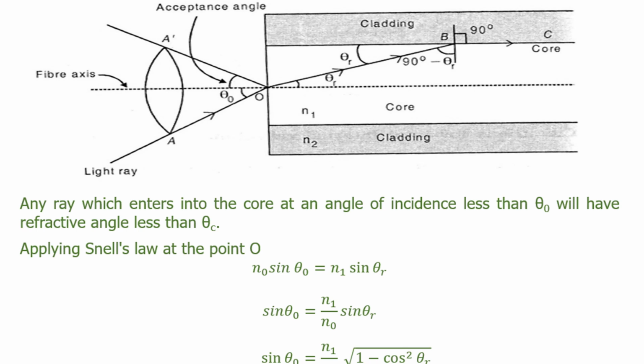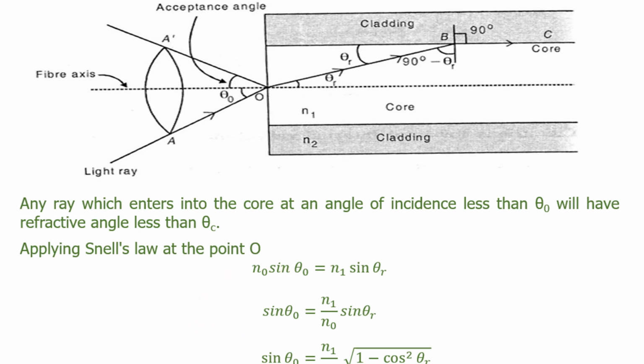It is a material medium made up of glass or plastic, and the three important parts of an optical fiber are core, cladding and the outer protective layer. Core is the innermost part of the fiber. It is surrounded by a cladding material, and then finally there will be a protective outer layer.